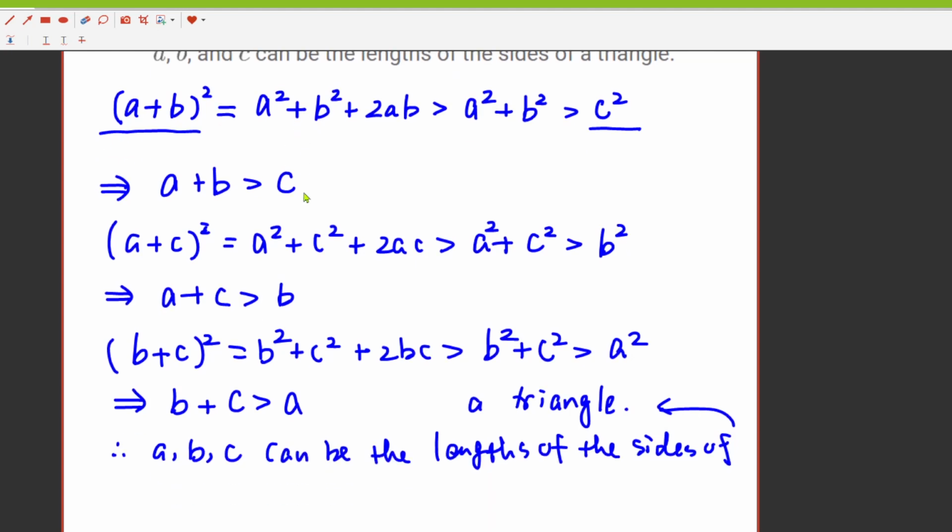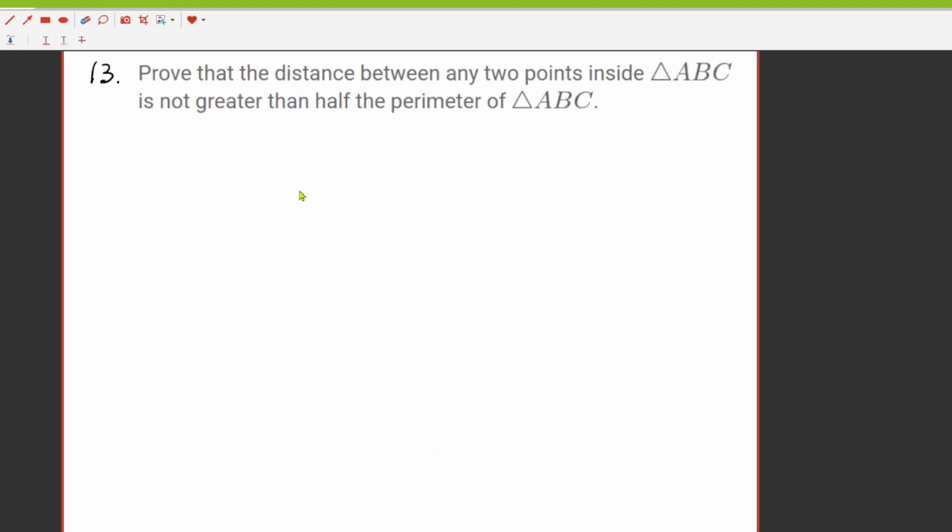Alright, if no questions, let's consider the last one. Question number 13: prove that the distance between any 2 points inside triangle ABC is no greater than half of the perimeter of triangle ABC. So first of all, let's draw a triangle ABC.